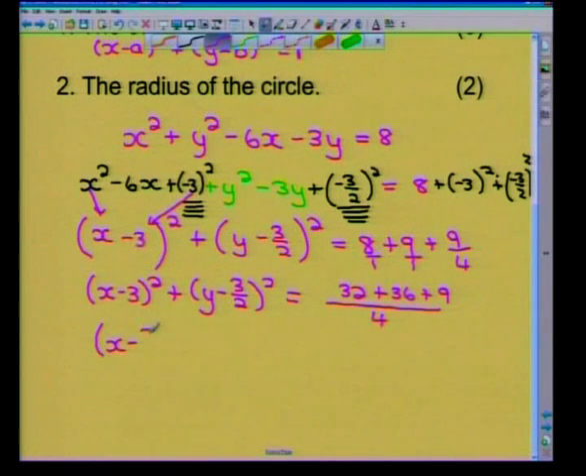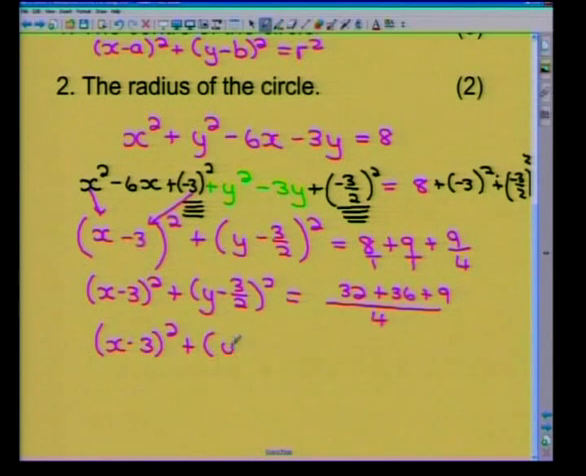So we have x minus 3 all squared plus y minus 3 over 2 squared equals, and if we add this lot up here, we are going to get 77 over 4. Let me just check I'm not telling you a fib. That's 68, 77. Yeah, that's perfect.